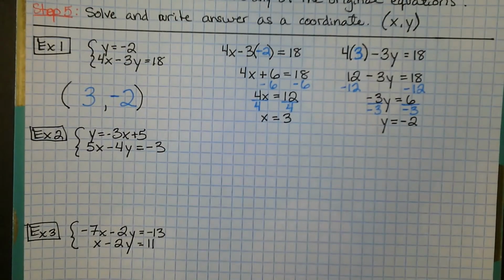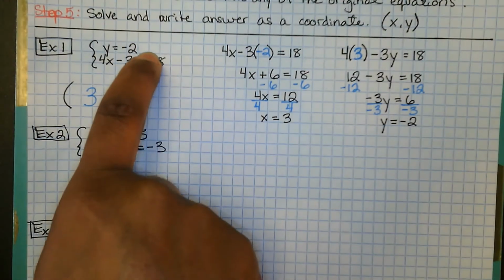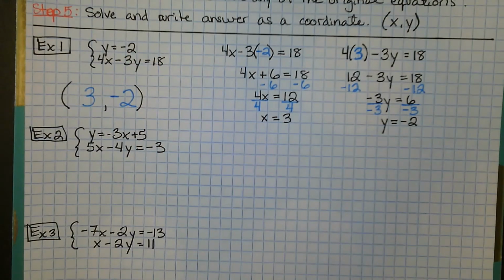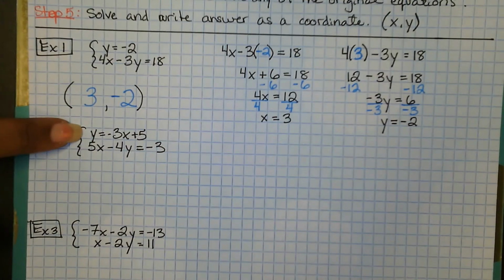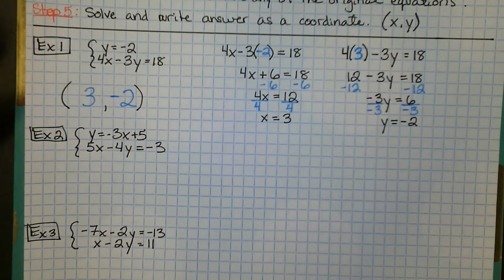Now for example 2, it's slightly different. We don't know exactly what one of our variables are, like we did in the first one. Like we knew y was equal to -2, so we can go ahead and start there. But if you notice in the second example, y is isolated. They do have y by itself, but there's still x that we have to find.